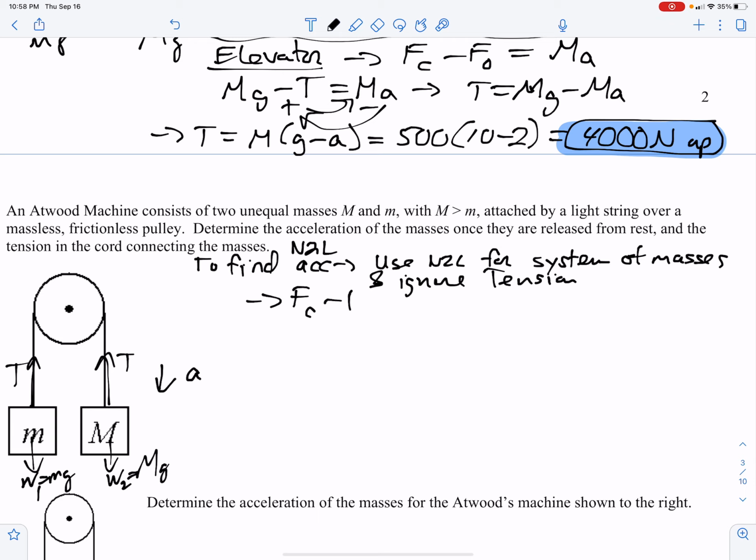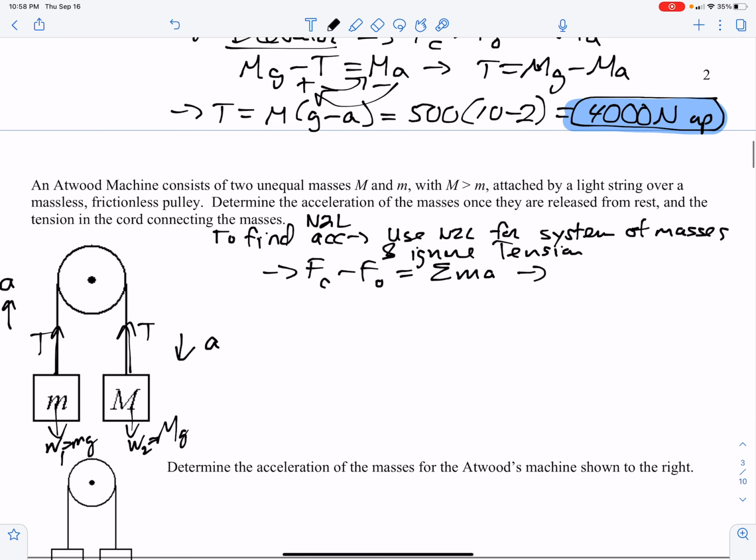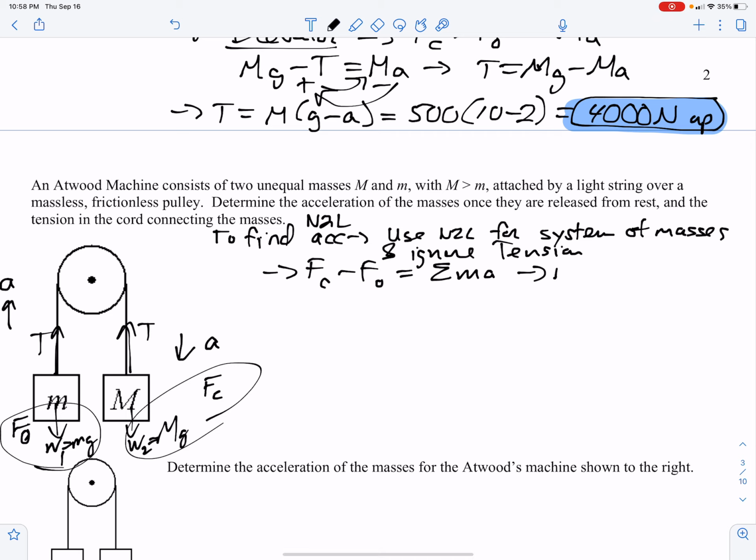So causing force minus opposing force equals sigma ma. Now, what is this going to be? Well, the causing force causes the whole system to accelerate. So the causing force would be big mg. And what's opposing the whole system's acceleration? Well, in this case, it would be little mg. So big mg is the causing force minus little mg is the opposing force, and that's going to be equal to the sum of the masses, which is big M plus little m times a. Solve for a, and I'm going to factor out a g there, so it's big M minus little m over big M plus little m times the factored out g.